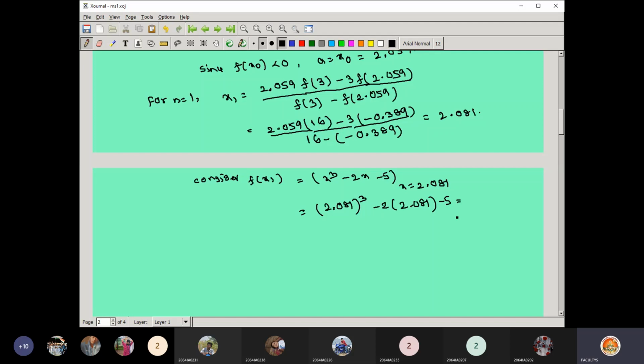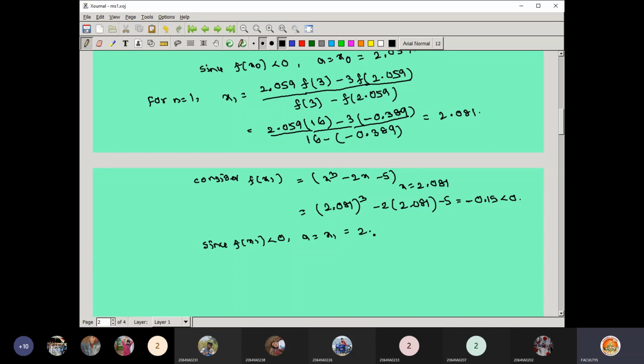2.081, it is cube minus 2 into 2.081. Minus 0.150. So minus 0.150, right? Nothing to worry, 15. This is again you are getting less than 0. So you can move to, since f of x1 it is less than 0. So again a is changing, your a value becomes x1.